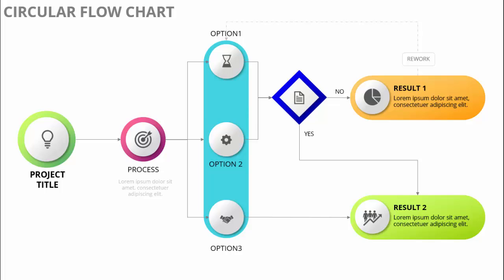In today's tutorial, I'm going to show you how to create this circular flowchart easily in PowerPoint. As you can see here, you can put the project title here and then the process. You can add some icons and some detailed text, and then this process has three different options, option 1, 2 and 3, again with the icons. And if you'd like to add some detailed text, you can add it at the bottom.